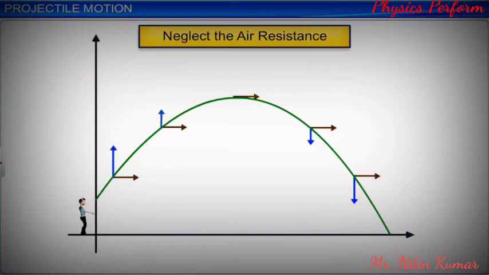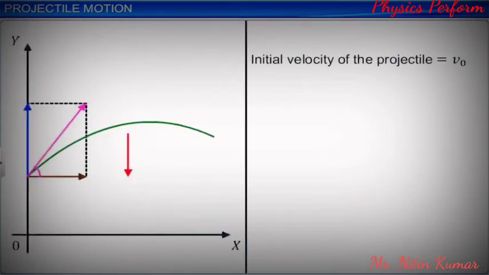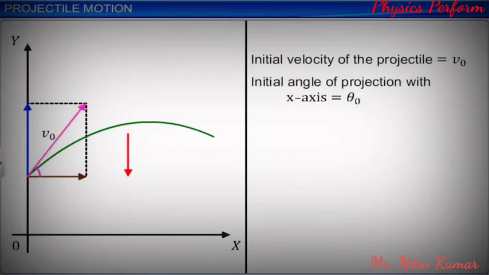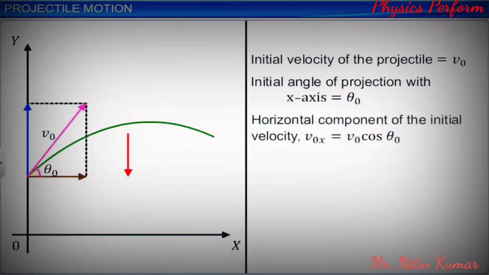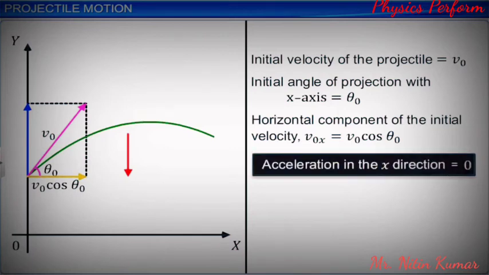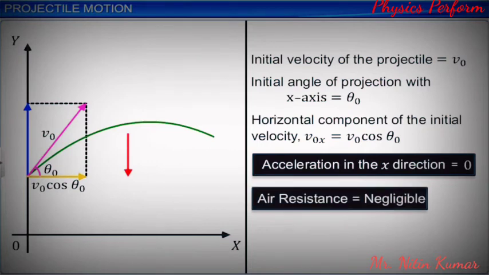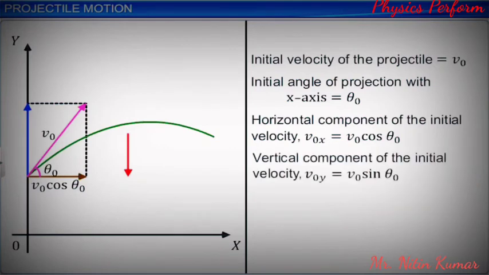The initial velocity of the projectile is v0. Initial angle of projection with the x-axis is theta 0. The horizontal component of the initial velocity, v0x, is v0 cos theta 0. This horizontal component remains constant throughout the flight, as the acceleration in the x direction is 0 and air resistance is negligible. The vertical component of the initial velocity, v0y, is equal to v0 sin theta 0.